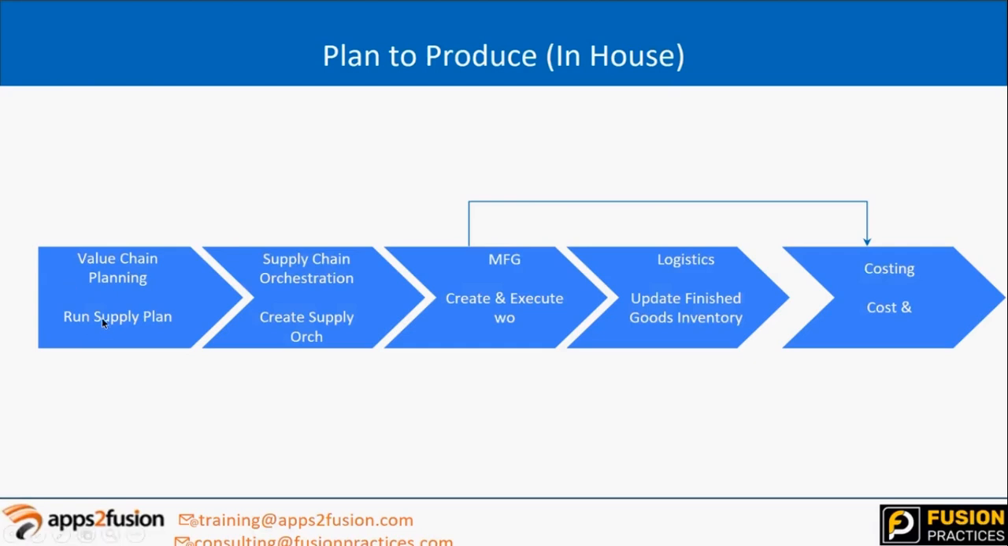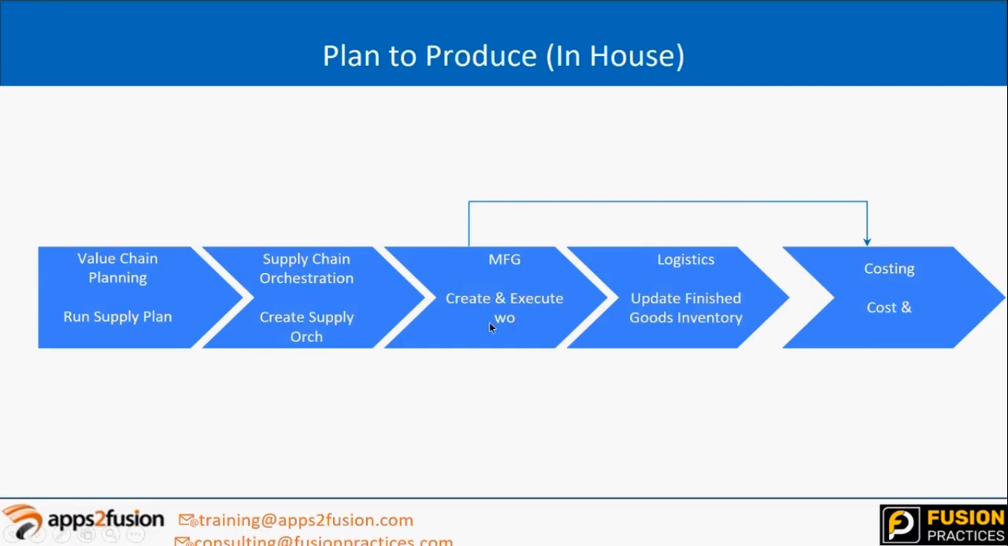So when you run the plan, the output of the plan is put into this supply chain orchestration, where it creates a supply order. The supply order, in our session today, mostly we will talk about the manufacturing supply order. So supply chain orchestration looks at your sourcing details, looks at your sourcing rules, and it says, okay, this is a manufacturing order. It integrates to manufacturing and creates a work order.